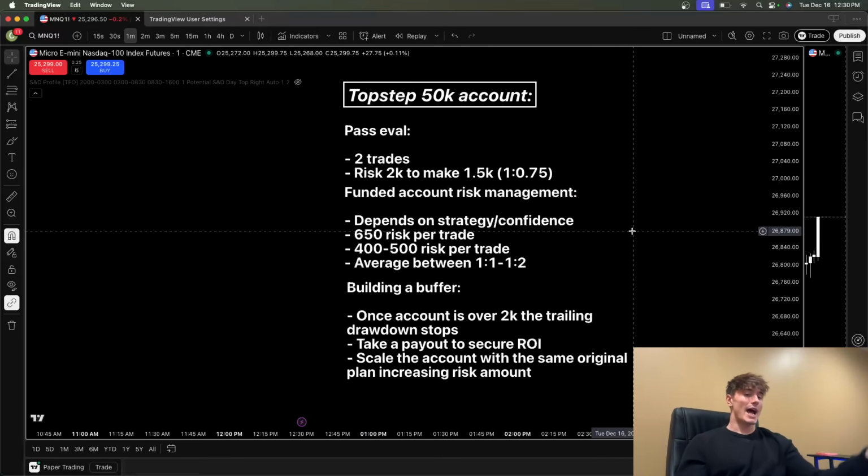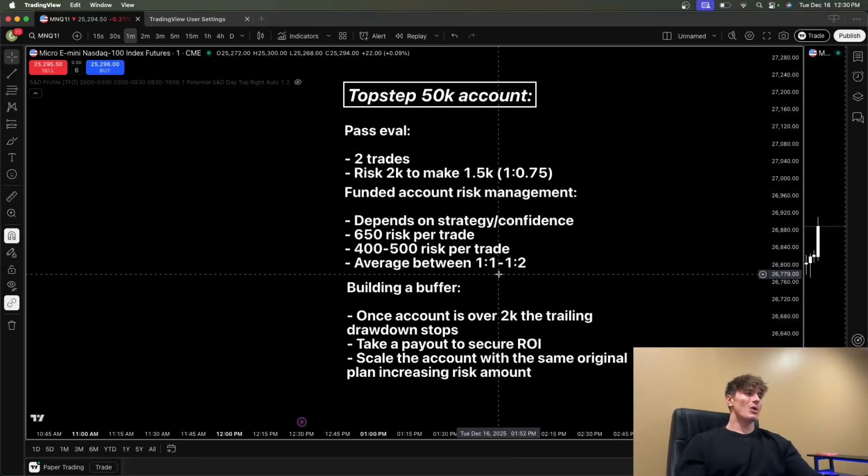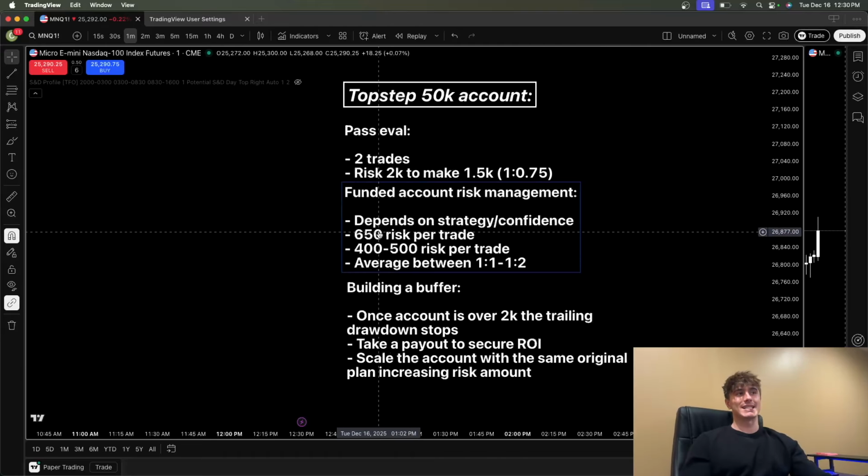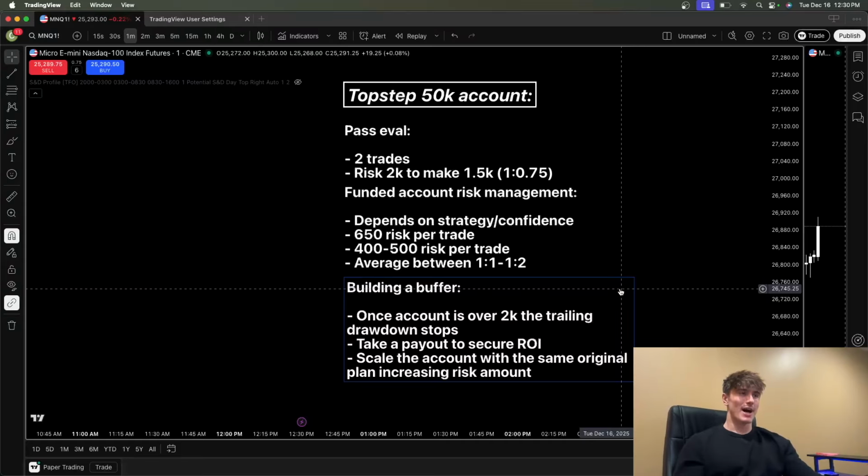Now, I trade with an average risk to reward of about 1 to 1, 1 to 2. So let's say I'm doing a 1 to 1.5 risk reward, I'd be risking $650 to make $975. Let's say I take 2 trades, and both of those trades hit for $1,000. Now the account is at 2K. Once you get it to $2,000 in profit, you no longer have that trailing drawdown. So let's say I win another trade and get that account to $3,000.